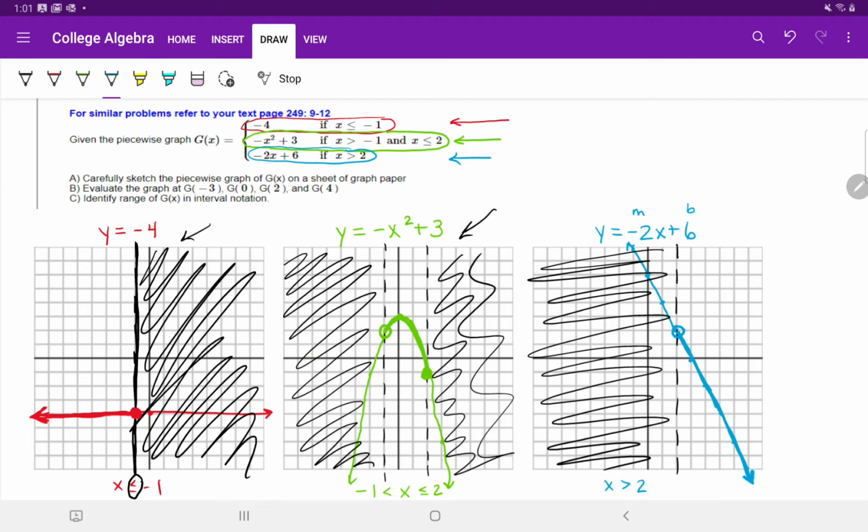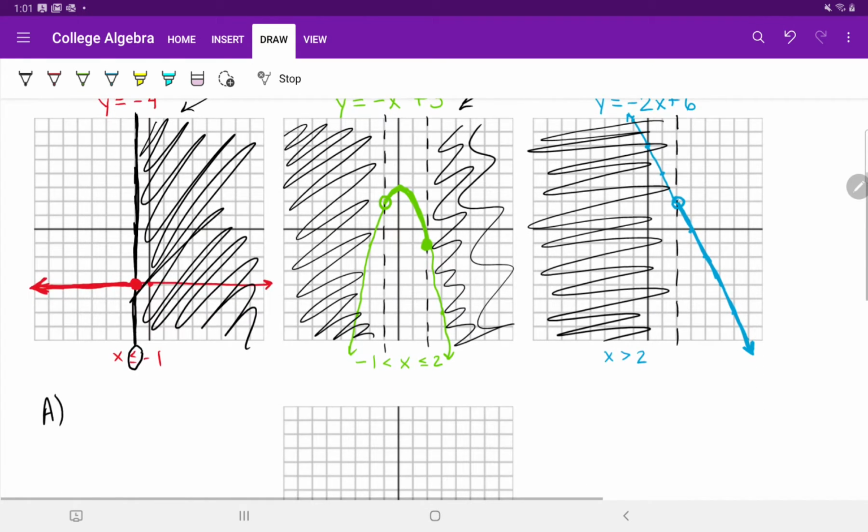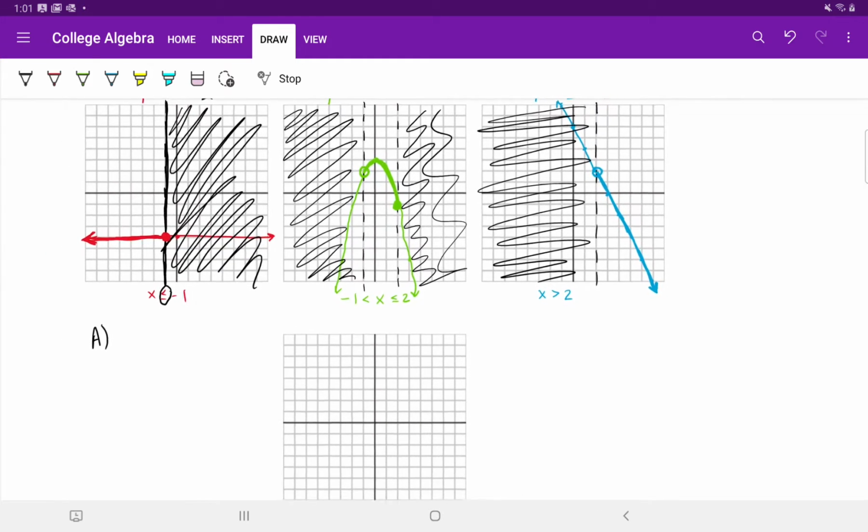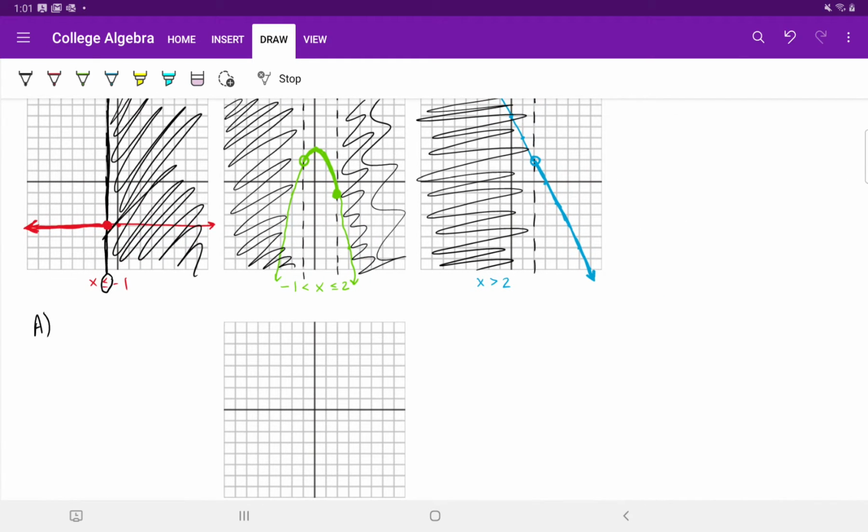All right, so we did quite a bit of work here just to figure out what the three different pieces look like, but we haven't answered the question, which is graph this. We want to graph it all on the same graph. So I'm going to scroll down here and zoom out just a little bit so I can see all of these pieces. We're actually going to graph the whole function as a single graph.